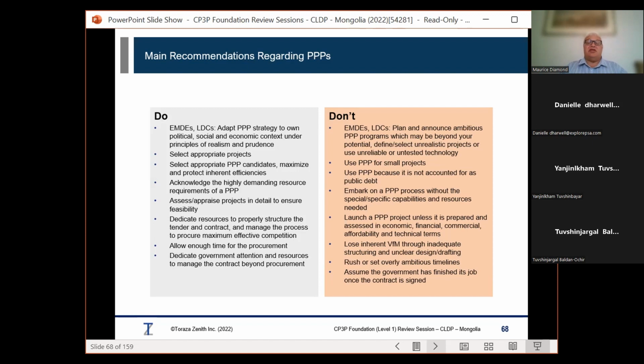Now, it doesn't say this here, and it's not for the exam, but remember also sustainability. That's really important. So social impact, environmental impact, but for the exam, it doesn't go into detail on those, so don't worry about those. So think for the exam: economic, financial, commercial, affordable, and technical. Right, the problem is we could lose our value for money that we've assessed through inadequate structuring and unclear designing or drafting, so that the value for money we were expecting to get is not there.